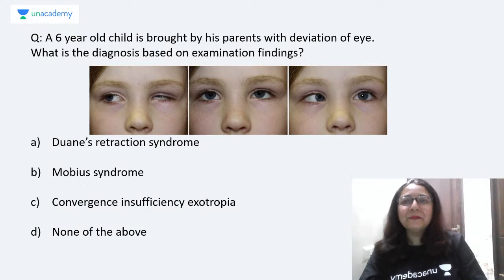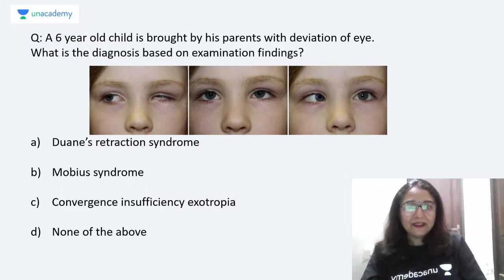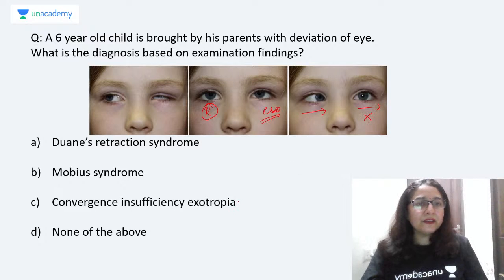Let's do this. A 6-year-old child is brought by his parents with deviation of the eye. So what is the diagnosis based upon the examination findings? Let's go through the examination findings. In the picture in the center, the right eye is normal. Left eye is in esotropia. The right eye adduction is normal. Left eye abduction is restricted.